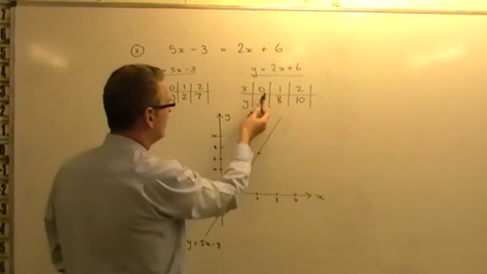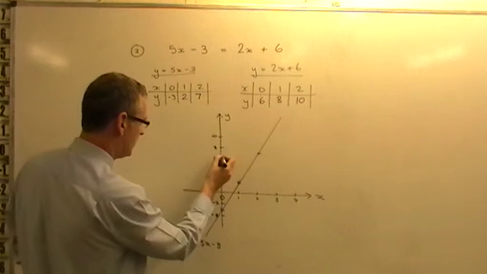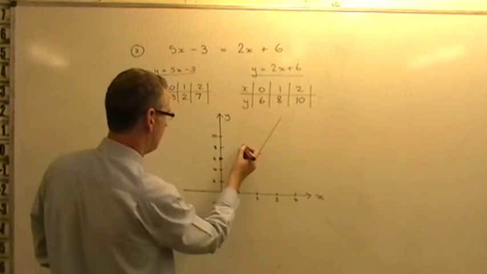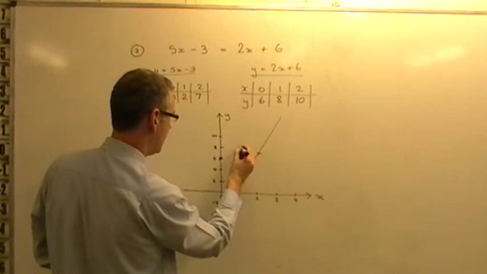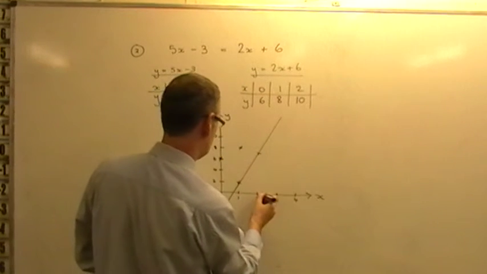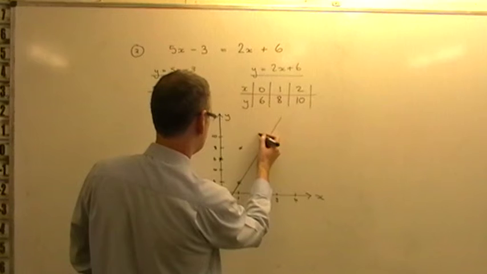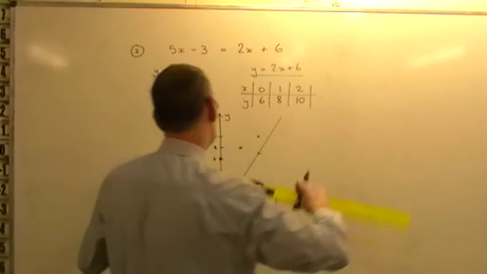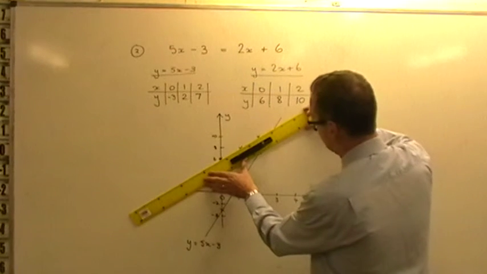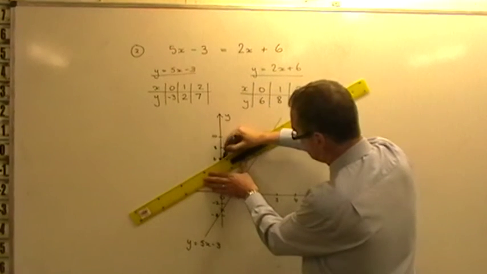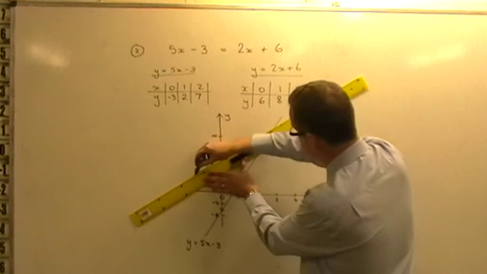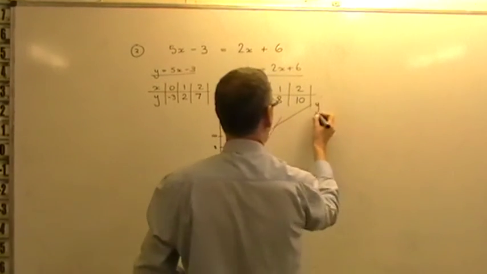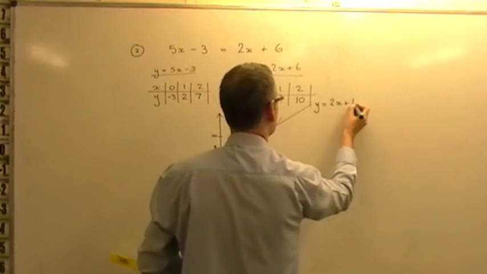This one here: 0, 6. 0 across, 6 up, that's there. 1, 8: 1 across and 8 up is there. And then 2, 10: 2 across and 10 up is there, like so. So I need to get a ruler out and join those two up. And hopefully the two straight lines will cross, which they do. Let's label that y equals 2x plus 6.